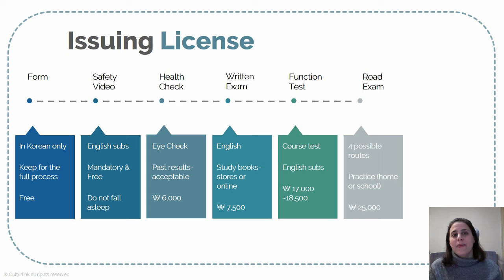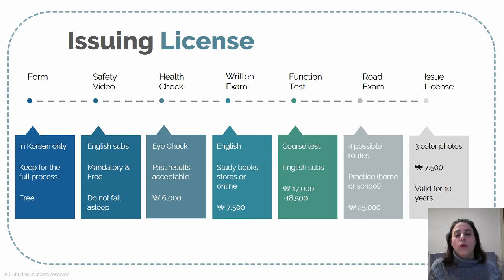After the road exam, if you pass it, congratulations, you will be issued a license and you will need 3 color photos, which you can usually take at the office as well. It will cost 7,500 won as the fees, and you will get a license valid for 10 years.